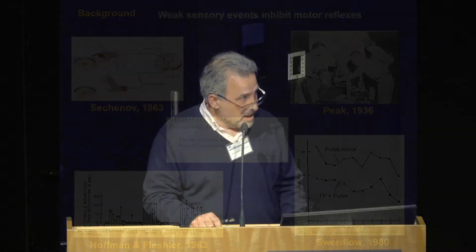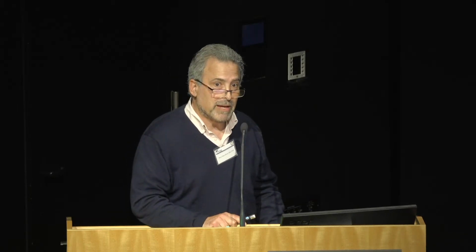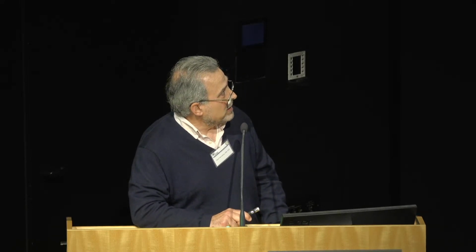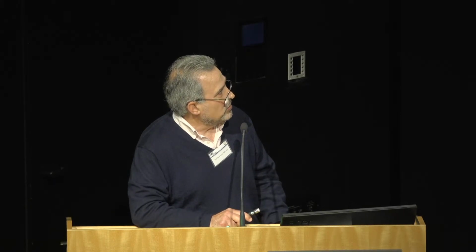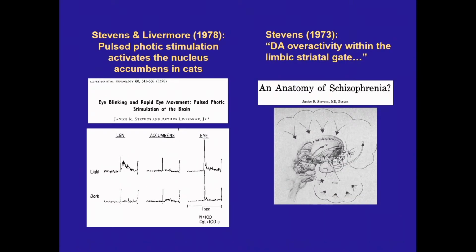I had no explanation. But in a stroke of good luck, one of the 3 journals that we got at the Amherst College library was Experimental Neurology. And that same year, Jan Stevens published a paper showing the effects of photic stimulation on neural activity, activating expected areas within the visual system, but also this obscure basal forebrain nucleus called the nucleus accumbens. Like some people in the audience here, I learned about the nucleus accumbens from Jan Stevens' 1973 Anatomy of Schizophrenia article, where she described the nucleus accumbens as the limbic striatal gate and proposed that dopamine hyperactivity in this area might be responsible for some of the symptoms of schizophrenia.